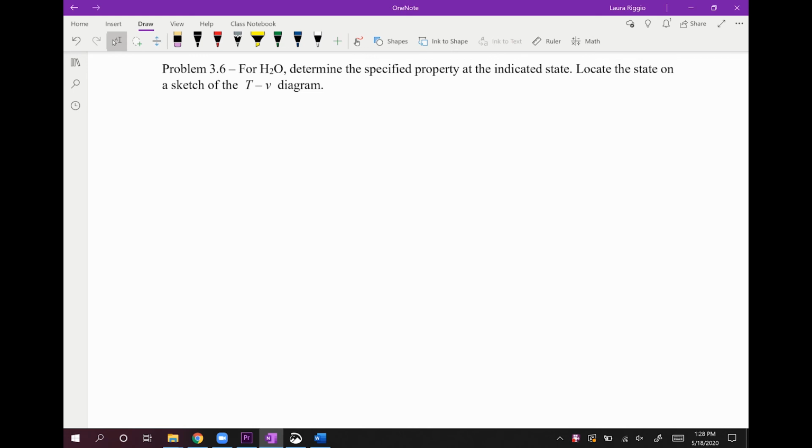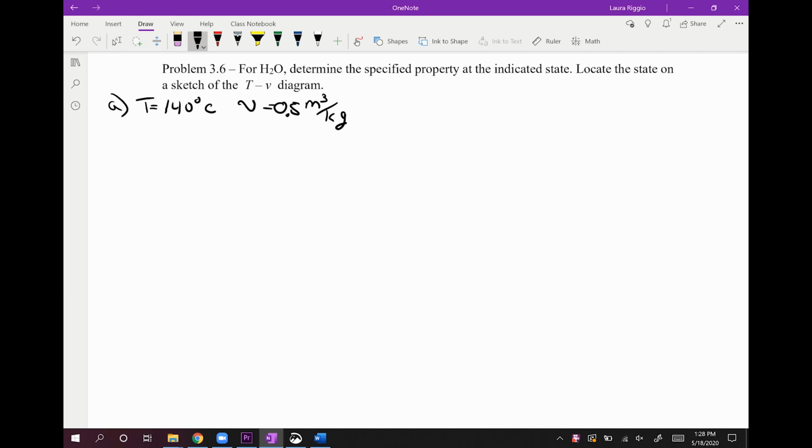Now that we know how to navigate which of our three regions we are in, let's look at a quick example using water. We're going to determine our different states based on different criteria. Our first criteria is a temperature of 140 degrees Celsius and a specific volume of 0.5 meters cubed per kilogram.